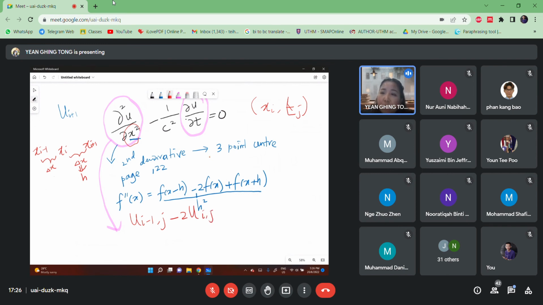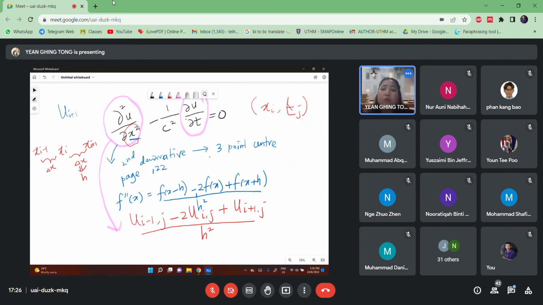Why is it ij? Because we are solving at i and j. Plus u i plus 1 j. So this is divided by h square. Can you understand this? Is it okay or not? Can you understand? I'm blur, doctor. Where are you blur? How to change to the finite difference form?